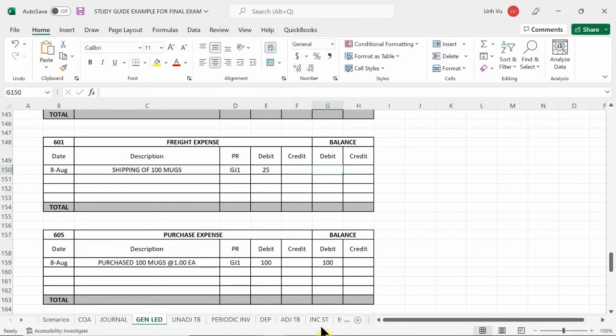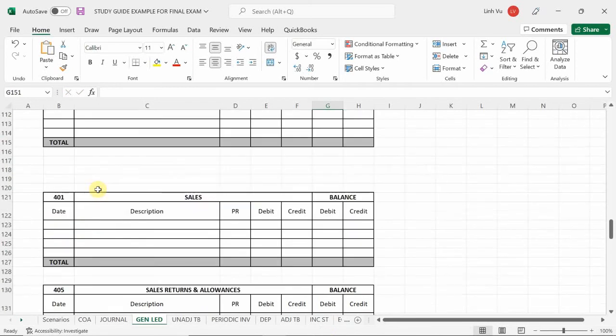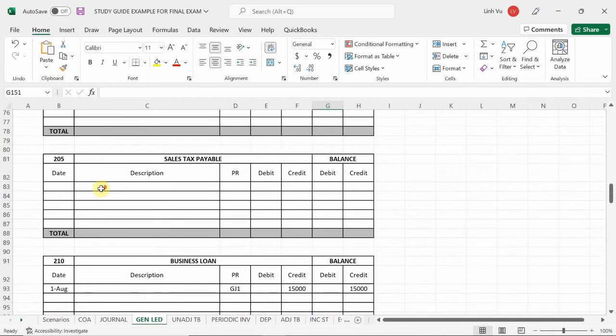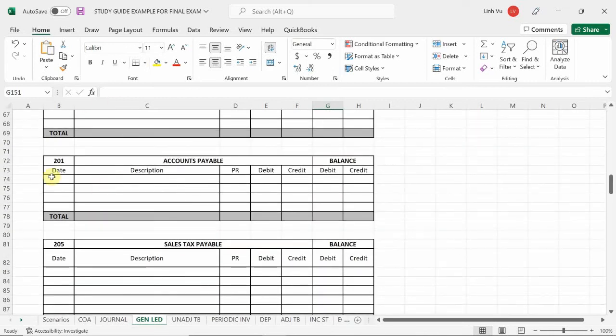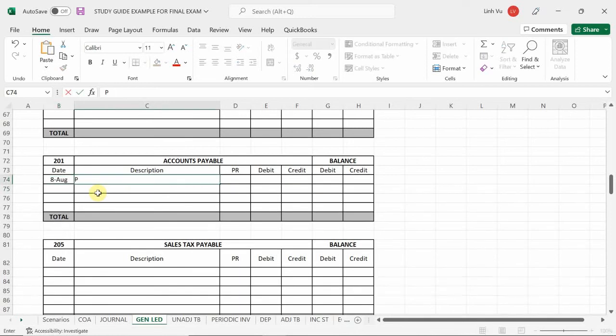Which cost you $25. Okay. And that left you here at accounts payable, with a credit of $125 that you owe to some random vendor.